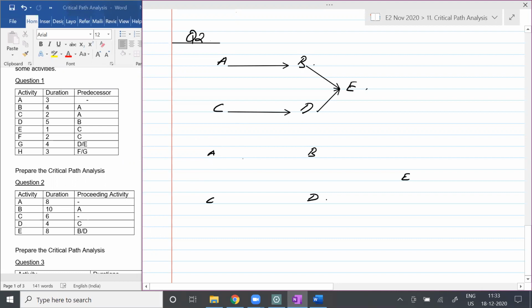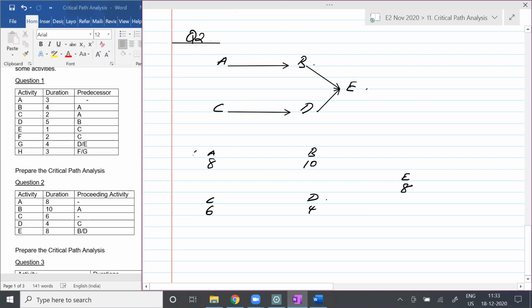So ready, everyone? Yes or no? Okay, Malik, can we start working? Yes, sir. So what is the duration for activity A? 8. What is the duration for activity C, students? 6. What is the duration for activity B? 10. What is the duration for activity D? 4. What is the duration for activity E? 8. Okay, so students, this is clear for you all, right?